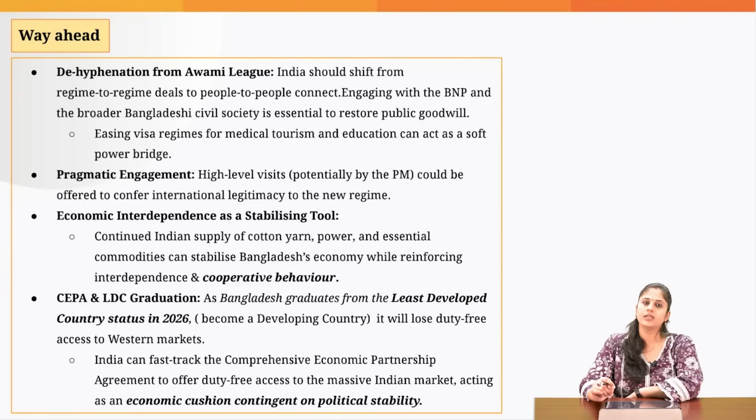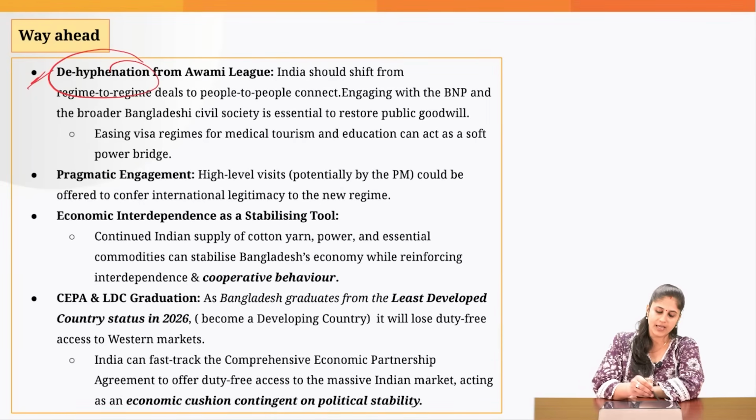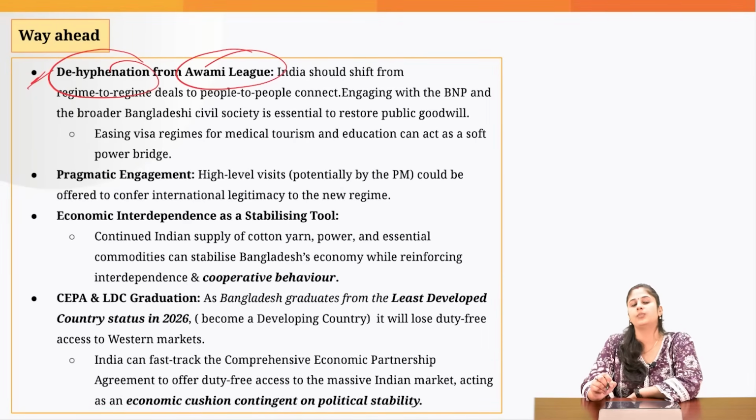Now, what steps does India need to take in order to restore its ties with a crucial player in South Asia, that is Bangladesh? So first and foremost, India needs to de-hyphenate its relation from the political party in power. We should not be going with Awami League only. That means our relation with Bangladesh should not be dependent only upon the political party in power.